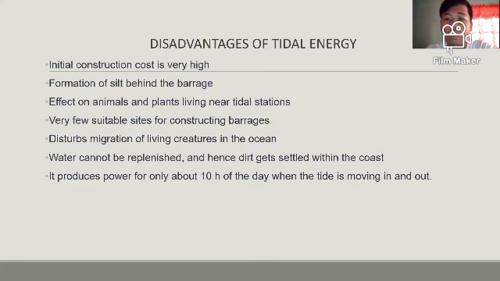And this is the disadvantage of tidal energy. Initial construction cost is very high. Formation of silt behind the barrage, effects on animals and plants living near tidal stations, very few suitable sites for constructing barrage, disturbs migration of living creatures in the oceans, water cannot be replenished, and hence dirt gets settled within the coast. It produces power for only about 10 hours of the day when the tides are moving in and out. This is disadvantage of tidal energy.